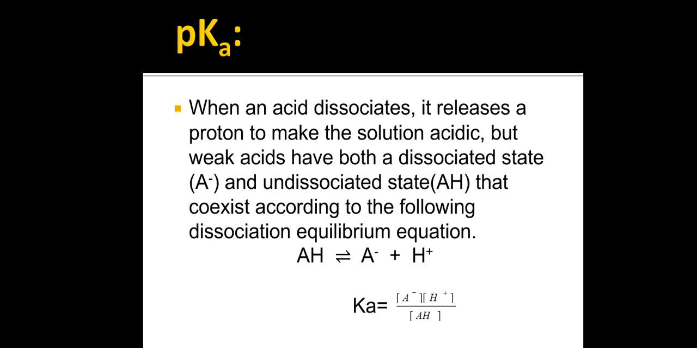Similarly, if the value of Ka comes out to be lower, what does that mean? That means the denominator has a higher value than the numerator, as a result of which the concentration of AH becomes more, which means that the dissociation of the acid is very less, so it releases very little H plus. That means the acid is a weak acid.